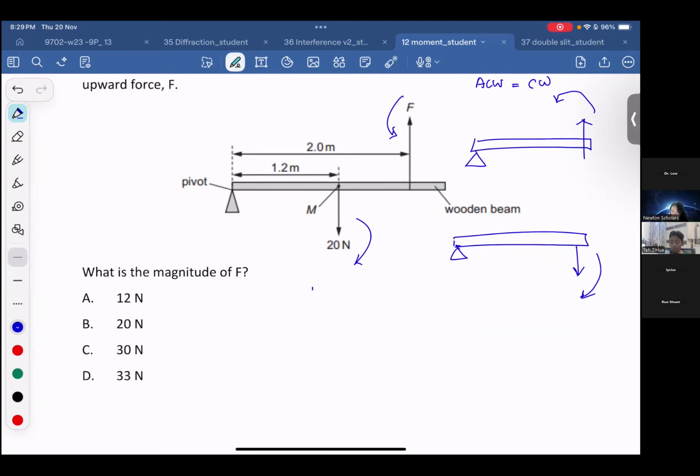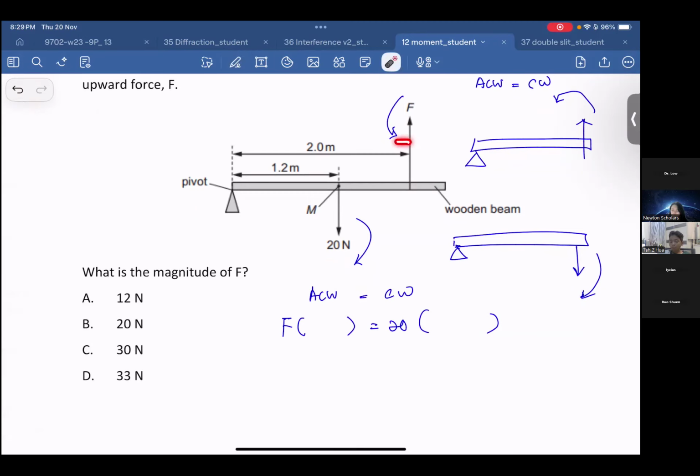Okay, so here, the anti-clockwise moment must equal the clockwise moment. The force times the distance equals the 20 Newton times the distance. Ask yourself, what is the distance? Okay, dear, the distance is perpendicular, 90 degrees, from the force to the pivot. So I should use 2 meter as my distance for the force. Then 20 Newton is 1.2. Your answer for your force should be 12 Newton.